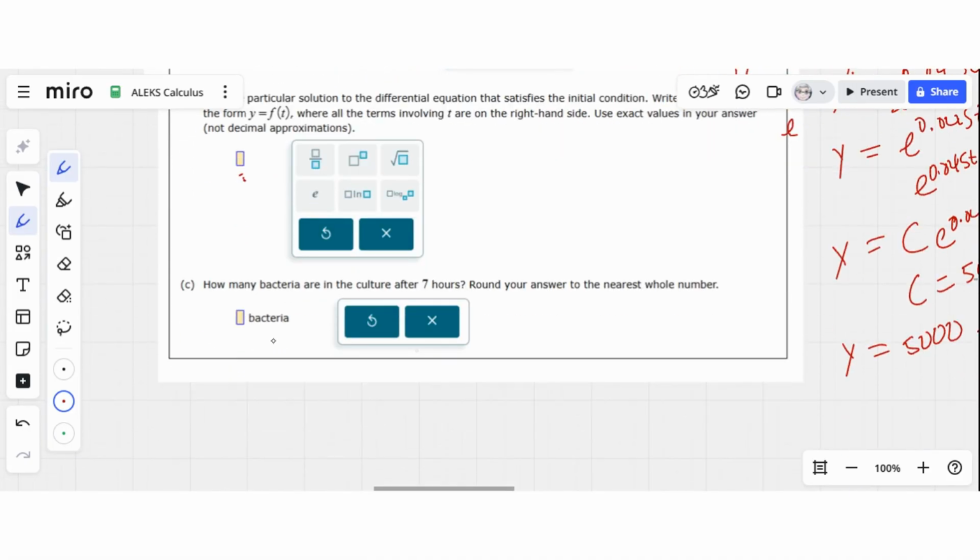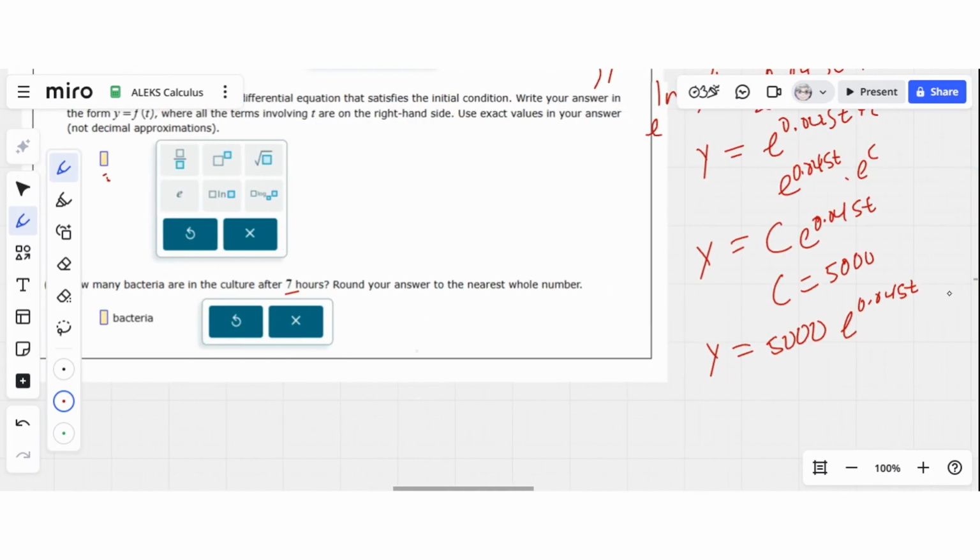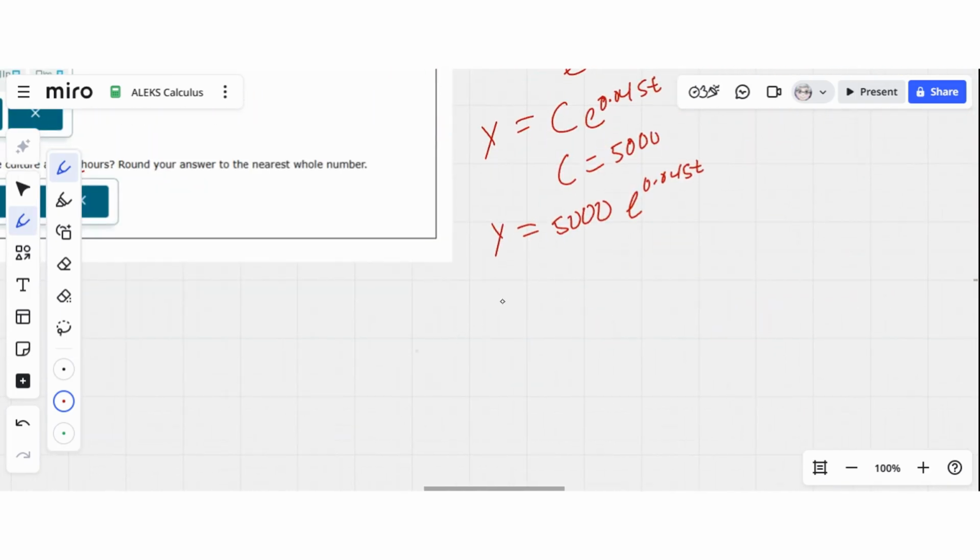Then part C says how many bacteria are in the culture after 7 hours. So the way you're going to do that is just plug in 7 in here for t. So y is going to equal 5,000 times e to the 0.045 times 7 power. And that is e to the 0.315, and we're going to multiply that by 5,000.